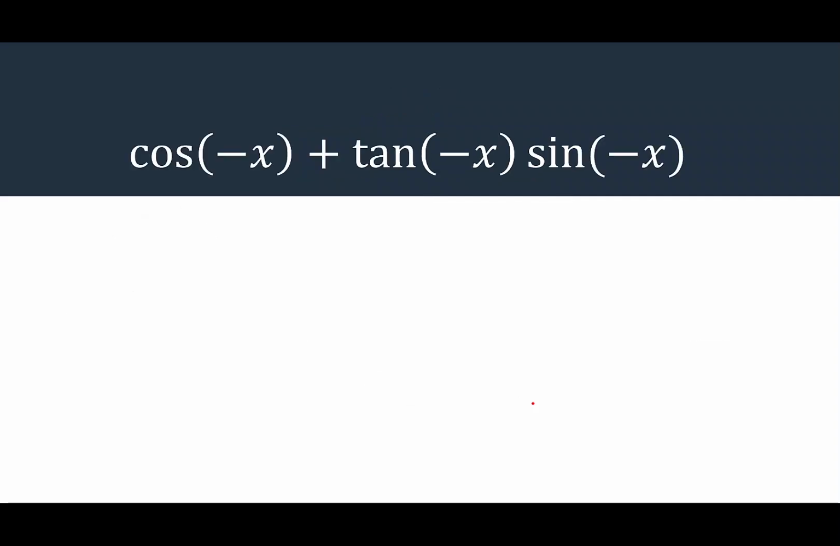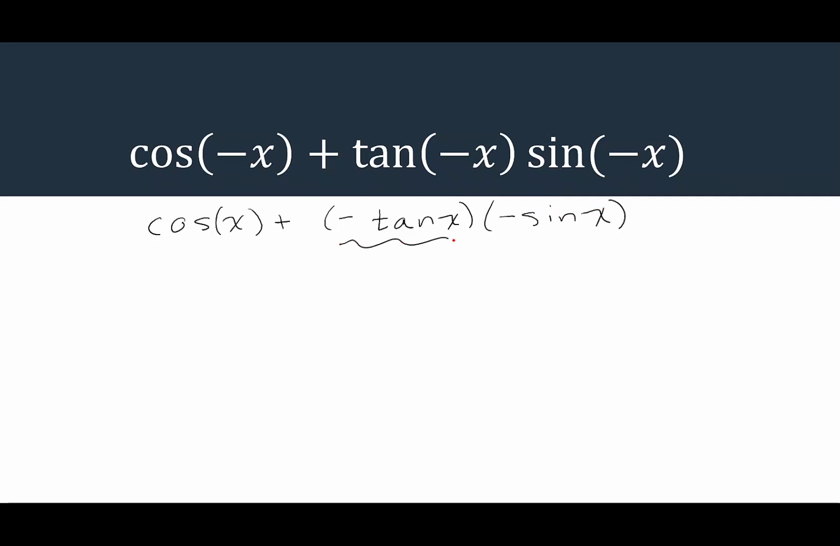Our last one says cosine of negative x plus tangent of negative x times sine of negative x. Because this problem has so many negatives, it makes me think about the even and odd nature of the trig functions. Cosine is even. That says cosine of negative x is the same thing as cosine of x. Tangent is odd. The tangent of negative x is negative times the tangent of x. Sine is also odd. The sine of negative x is negative the sine of x.